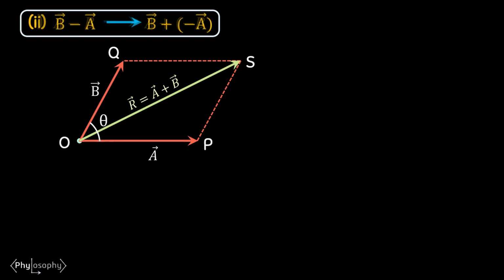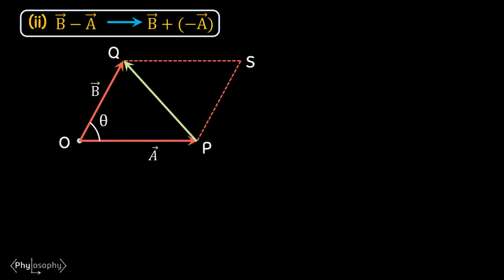Now in a similar way, you may also find the magnitude and the direction of the vector b minus a. For this, you first need to find the opposite vector of a, and then the diagonal of the parallelogram drawn from the common point of minus a and b will represent the subtraction of two vectors. This can also be visualized in a different way. The other diagonal of this parallelogram represents the vector b minus a.